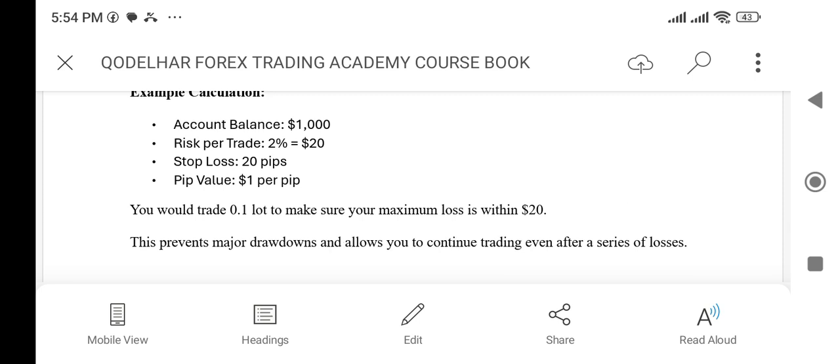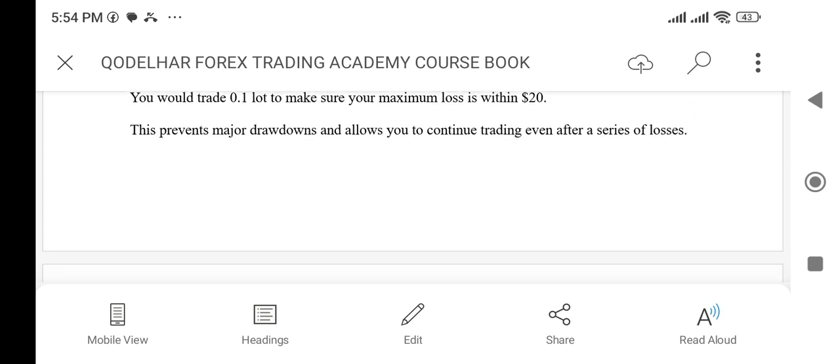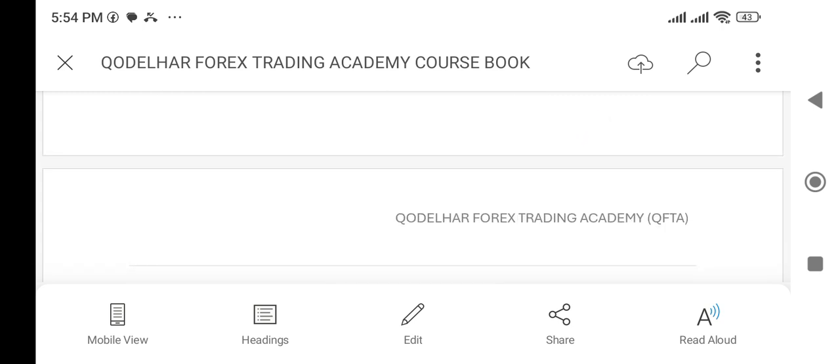That is 10LP. When you use your 10LP, that 10 is a constant number. The L is your lot size. Then P is the number of pips that your price, the asset, moves. Then if you slot into this particular formula, it will give you the answer that you are looking for. So this prevents major drawdown and allows you to continue trading even after a series of losses. So this protects your capital.